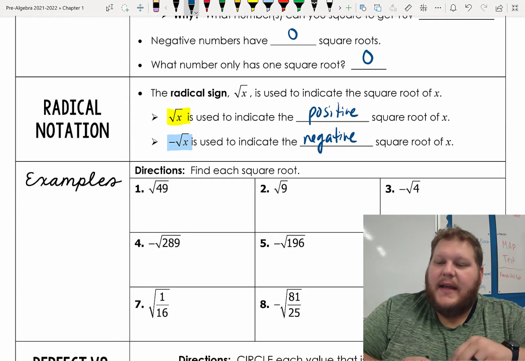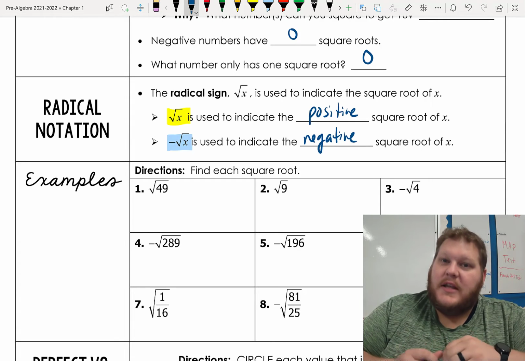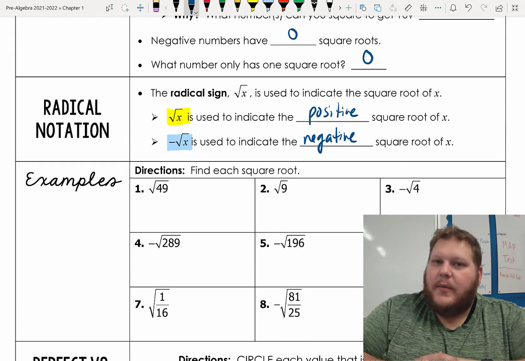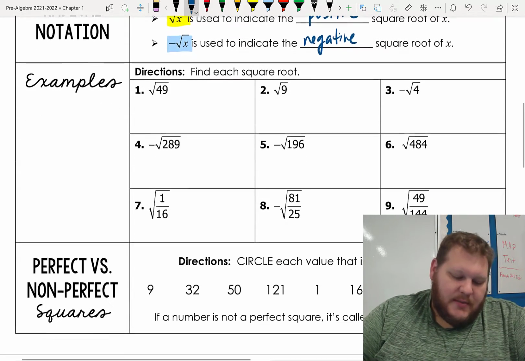If we ended up with a negative underneath my square root symbol, underneath my radical, that is when there would be no solution. There's no possibility for evaluating. Okay, so let's jump into some examples.